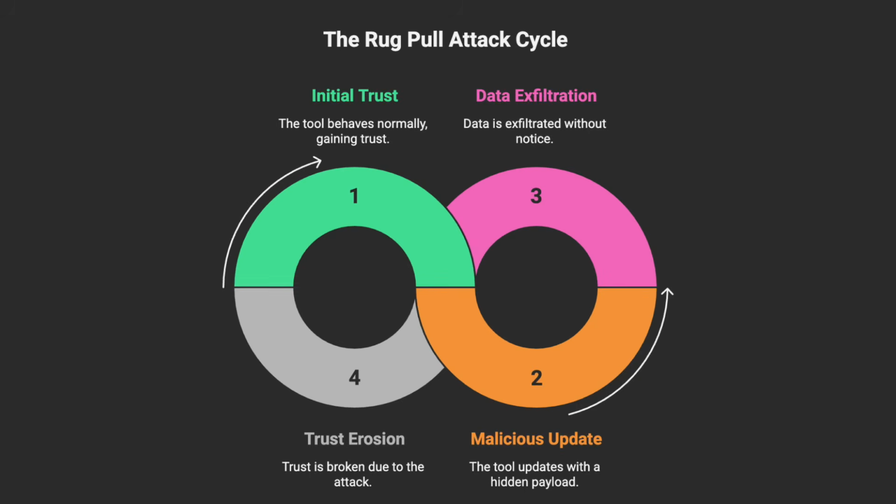Even worse, if a tool behaves normally at first, it gains your trust and then updates itself with a hidden payload. That's called a rug pull. Because most teams auto-update plugins, no one may notice until data has been exfiltrated.